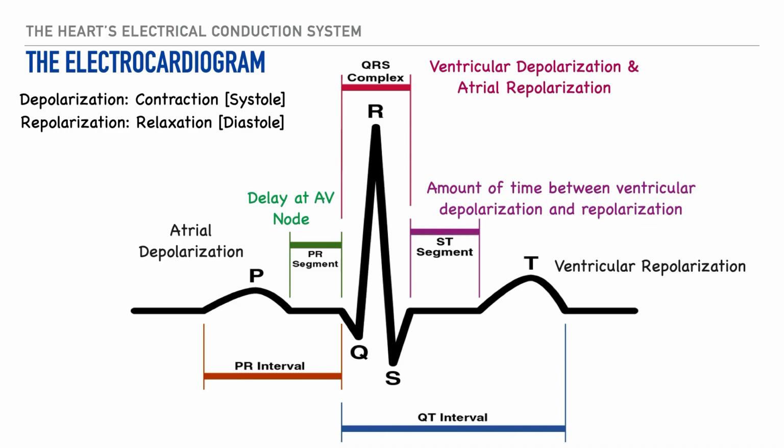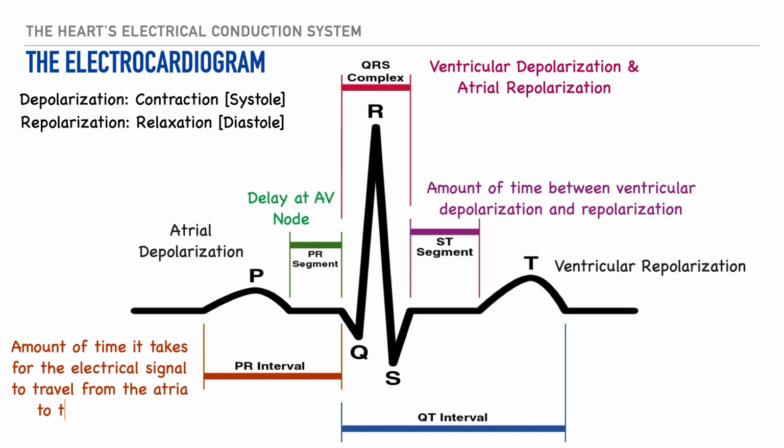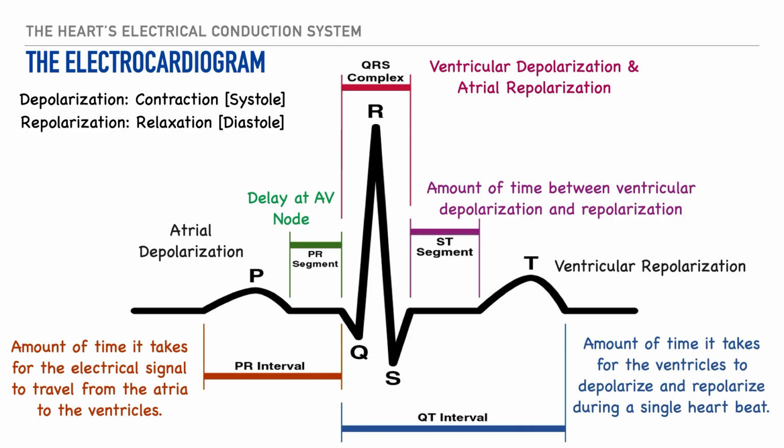We also have something called the PR interval, and this represents the amount of time it takes for the electrical signal involved in the heart's conduction to travel from the atria to the ventricles. And last but not least, we also have the QT interval, which represents the amount of time it takes for the ventricles to contract and relax during a single heartbeat.